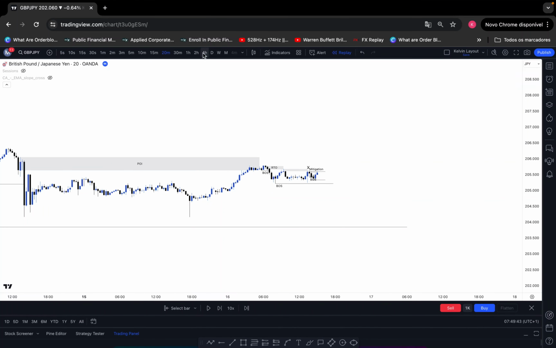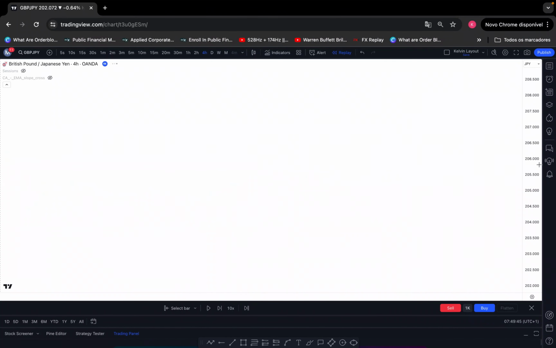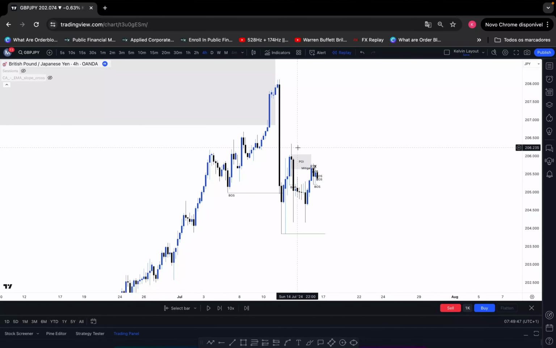Let me just quickly go back so you guys can understand what I'm saying. So this was the 4 hour change of character. Then price pulled back around 50% of the fib of this range. So that means 4 hour just gave us that first sign of bearish intention with a change of character. Let me go to medium time frame. I need to see a confirmation also, a change of character right there.